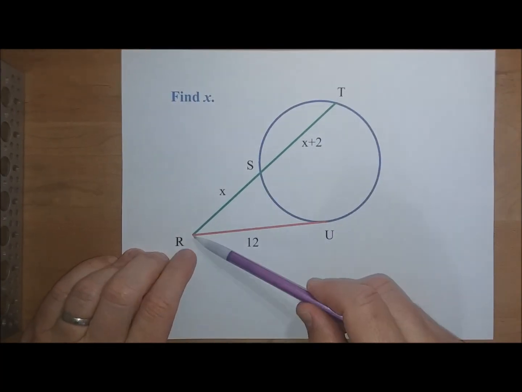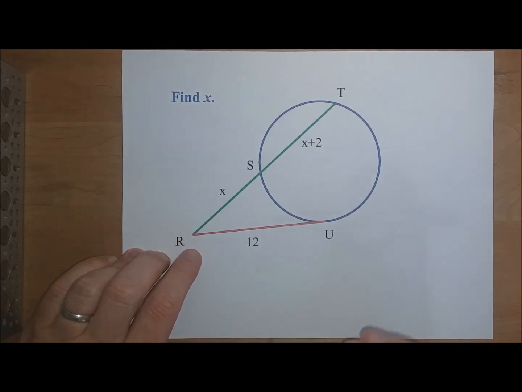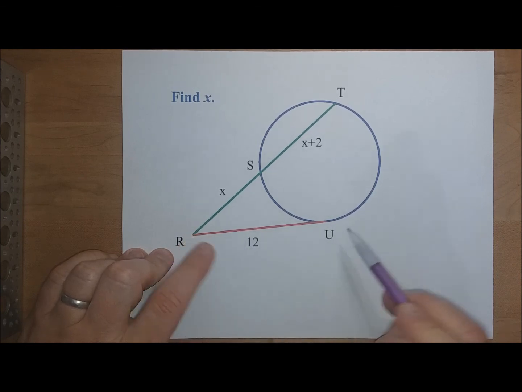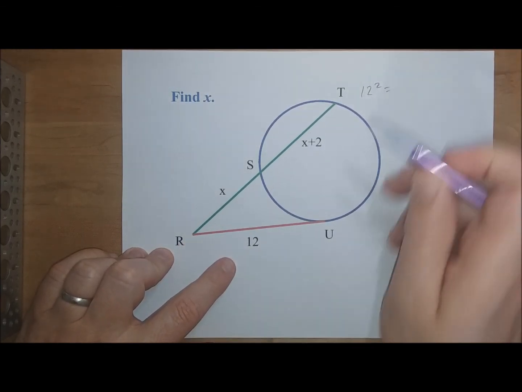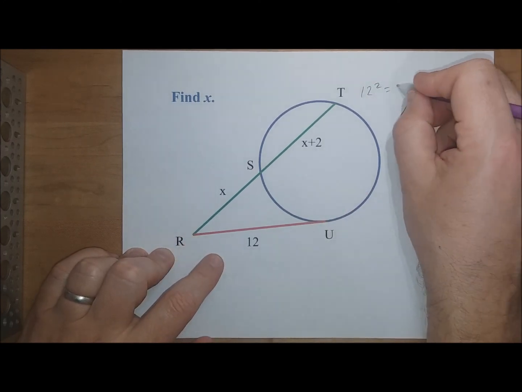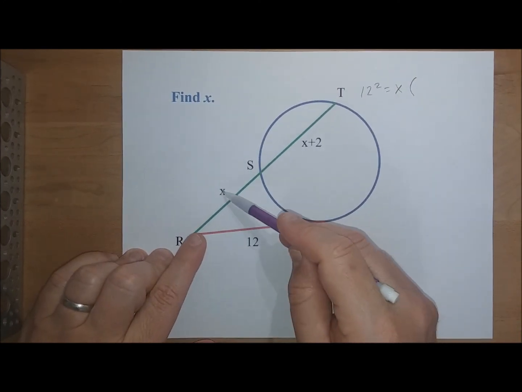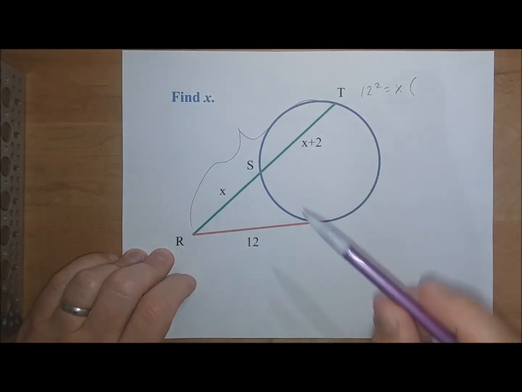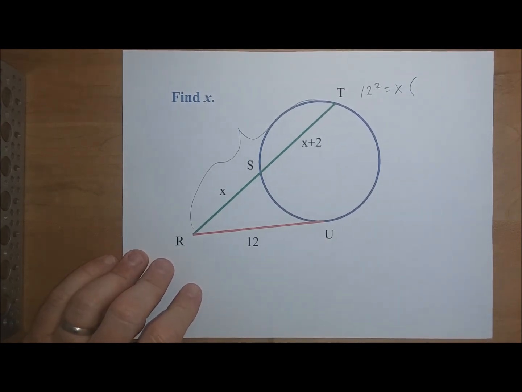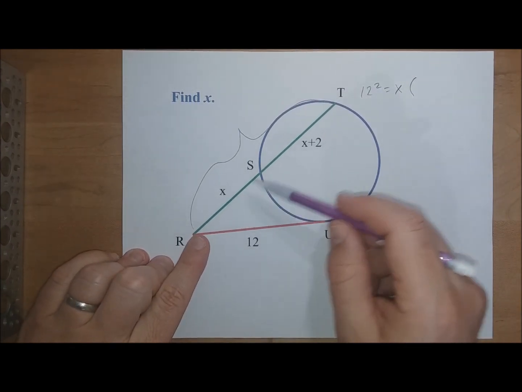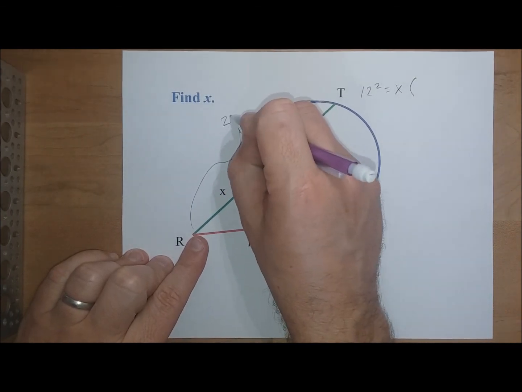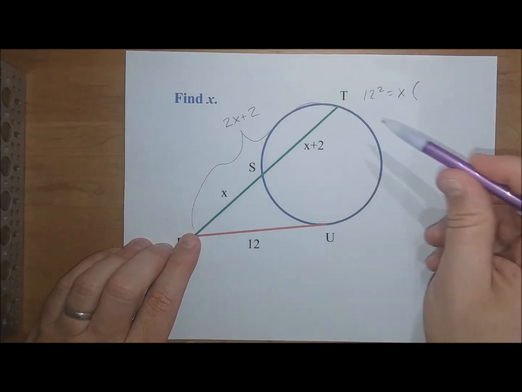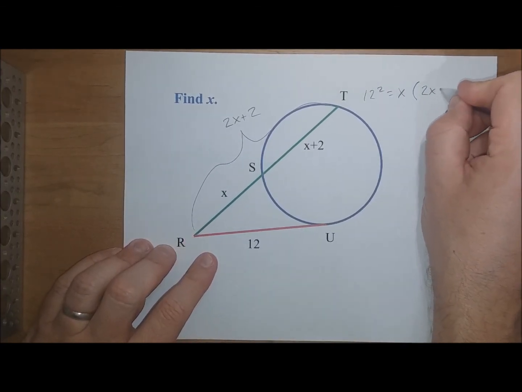Condition where we've got a secant intersecting a tangent segment outside the circle. Here we know the tangent segment times itself, 12 times 12, or 12 squared, is going to equal the secant's external segment x times, if this is x and this is x plus 2, what is the total length of RT? Make sure you get this right before you set up your equation. X plus x plus 2 is 2x plus 2, isn't it? So we're going to multiply our external segment times the total secant segment, which is 2x plus 2.